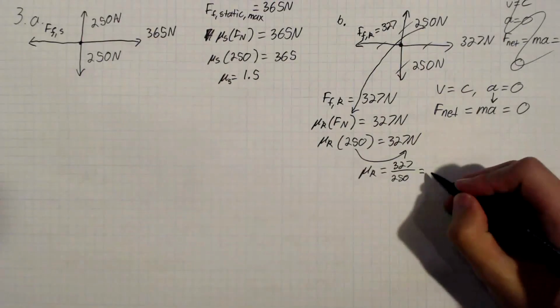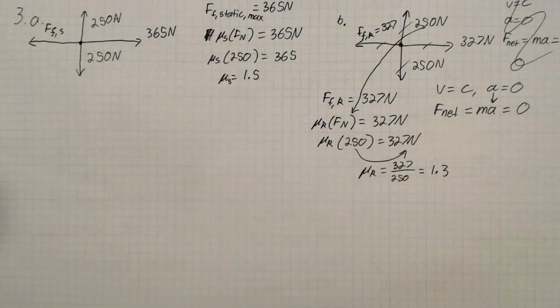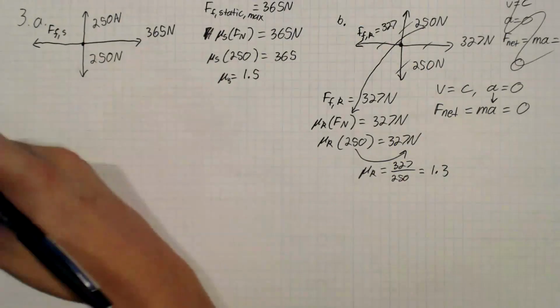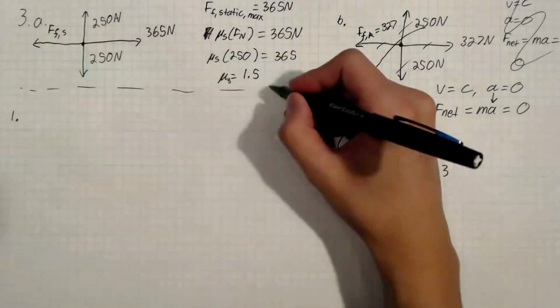Sorry, which is equal to 1.3. The next question is question 1 on page 147, which says a box of books. Let's partition this off.